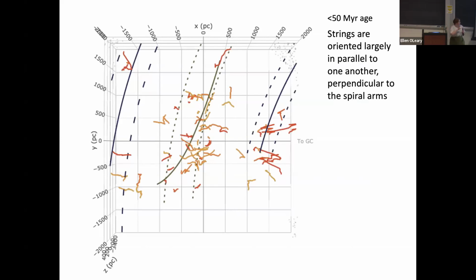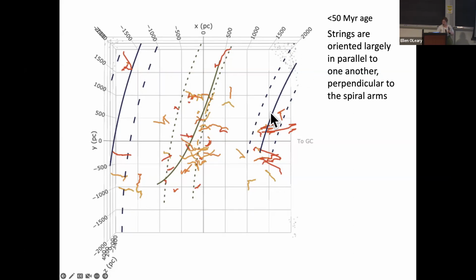And switching the perspective a bit on how we're looking at them, before we were looking at them in the projected plane of the sky, now we're looking at the galaxy top down. The sun is at the center, the galactic center is to the right. And here we have various spiral arms that we have in the galaxy. Here we have the local arm.